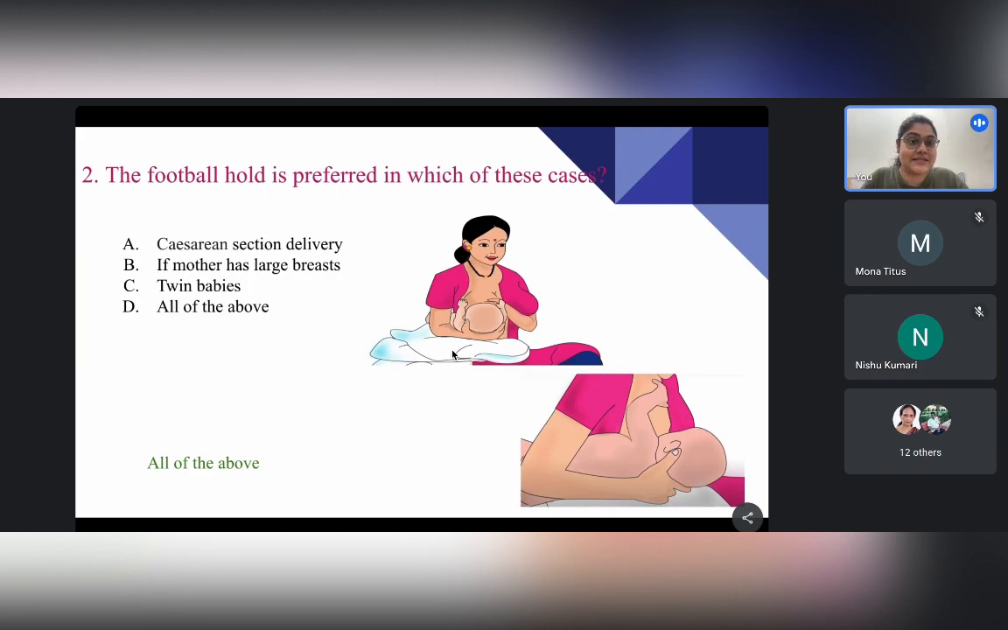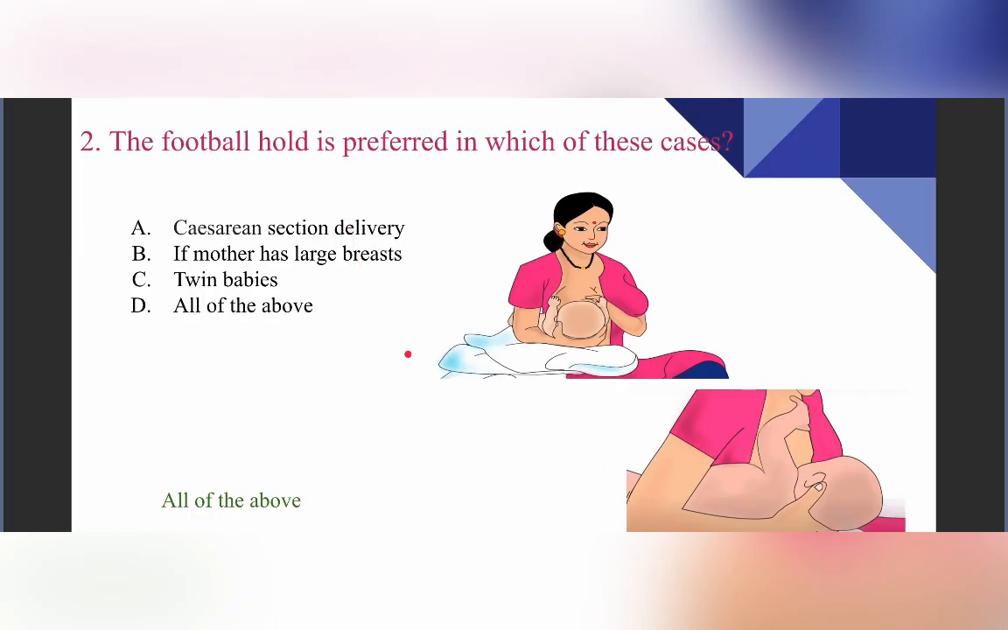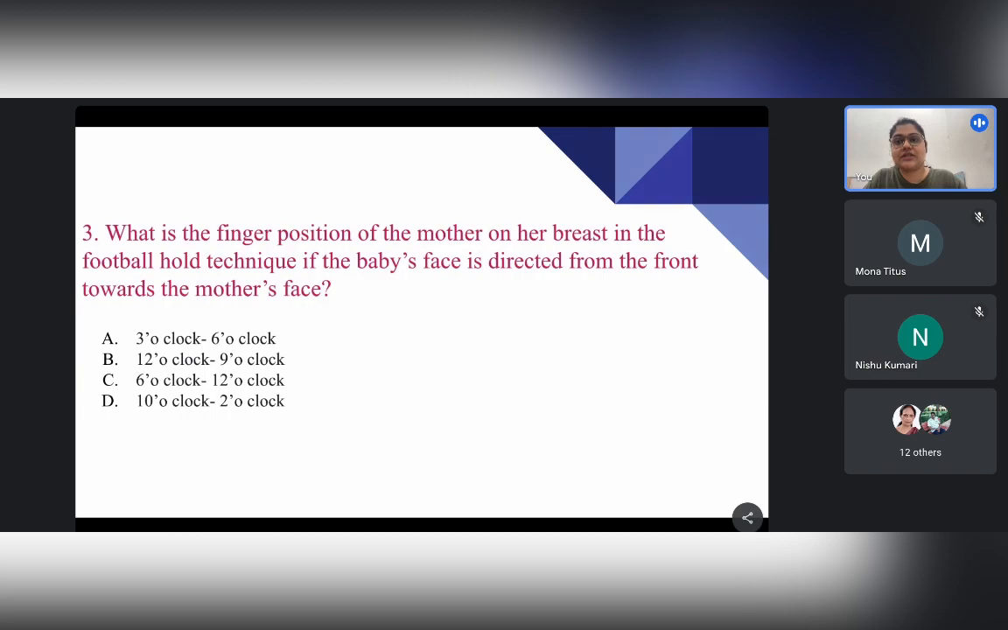Also for twin babies, say the mother has delivered twins, in this position it is easier to support both babies on both sides. Hence the answer to this question is all of the above. We can use the football hold in case of C-section delivery, in mothers who have large breasts, and also in case of twin babies. Okay, we'll move on to the next question.